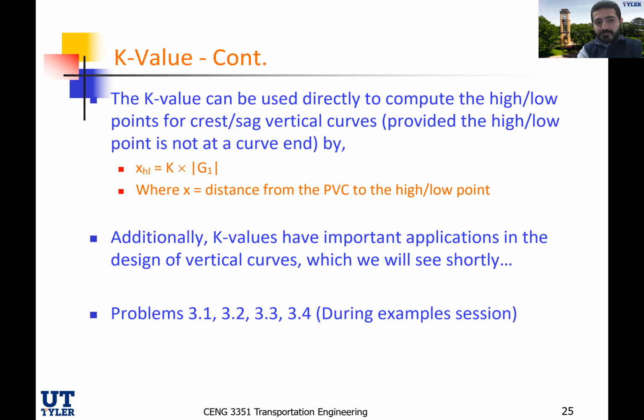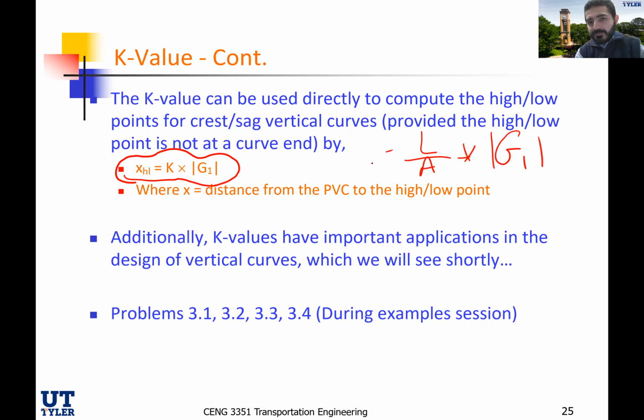So how can we get this? We get it using this simple equation right here. X HL, this is the distance from the PVC to the high or low point of that curve. It's equal to K times the absolute value of G1. So K, which is L over A, times G1, is going to be equal to the XHL, which is the distance from the PVC to the high or low point.